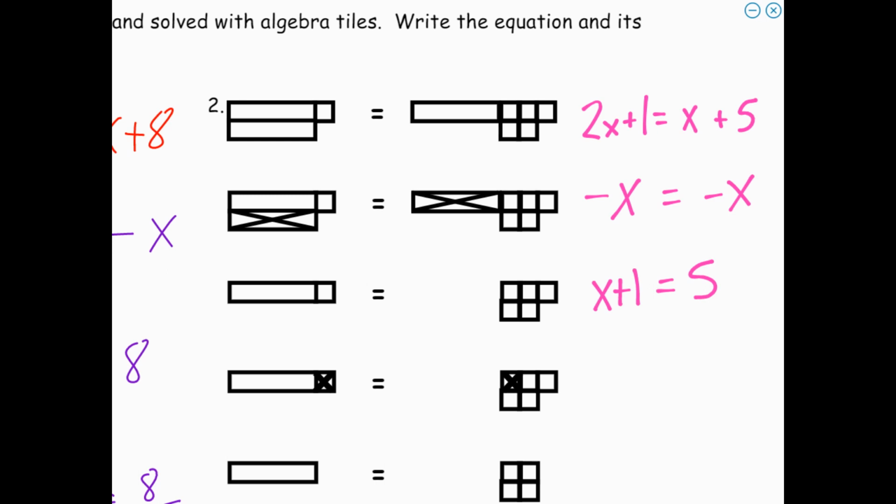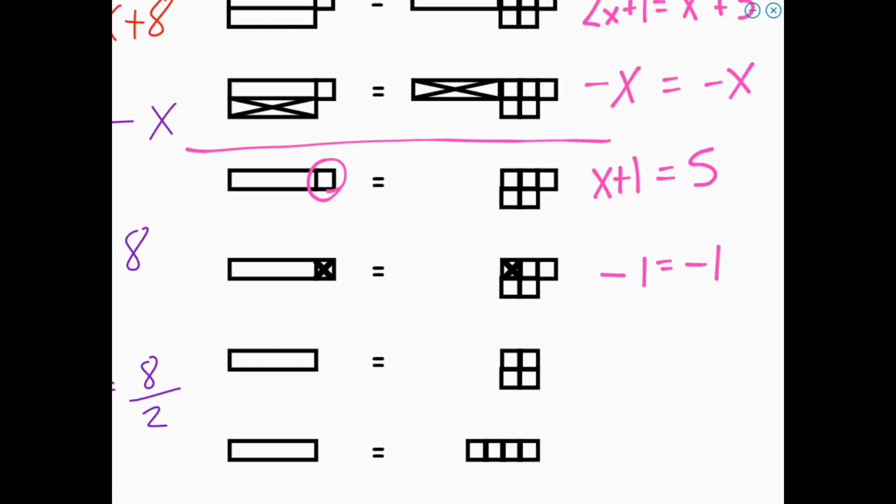Do I have my x all by itself? Now we're down to the problems that we're used to seeing. This is where we were at yesterday, the day before. What do I need to do to get rid of this 1? Cancel it out. You can make zero pairs if you know they're exactly the same on both sides. We're taking 1 away from both sides. So then I'm left with 1x equals 4. And that's what this means, x equals 4.